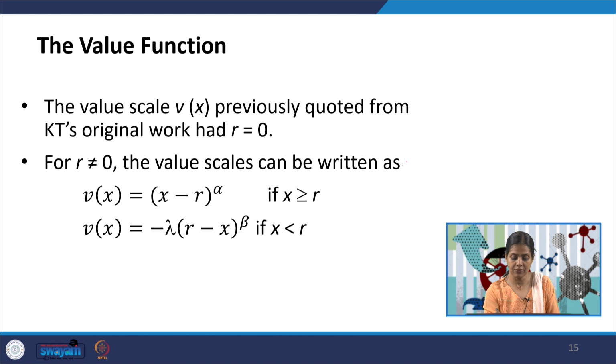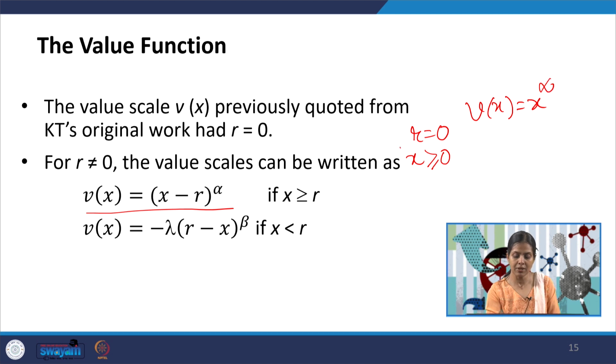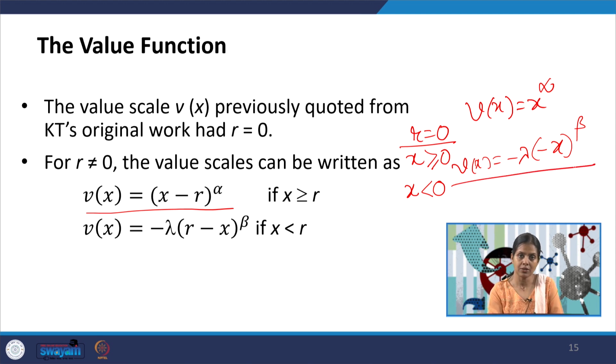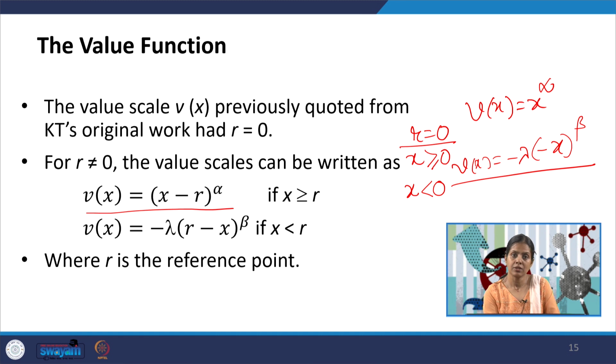Now, you see that if r is equal to 0, then this form becomes x raised to the power alpha for x greater than or equal to 0. Similarly, for r equal to 0, when x is less than 0, then V(x) becomes minus lambda times (minus x) raised to the power beta, right. And these are the value functions or value scales that Kahneman and Tversky mentioned in their original paper. Now, here r is of course the reference point.